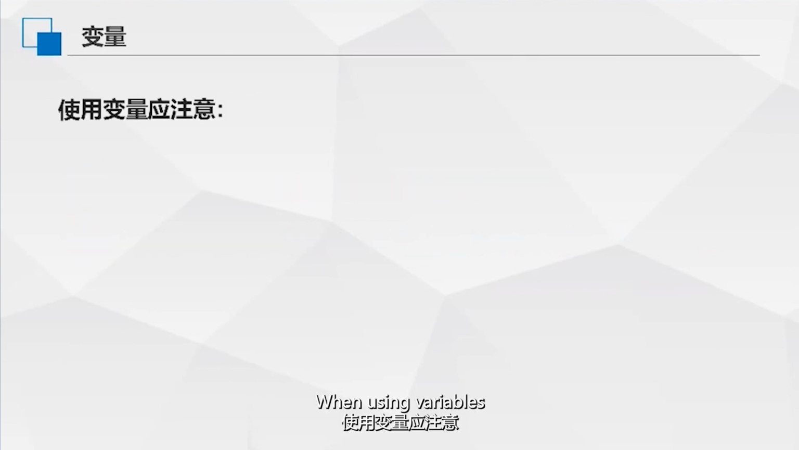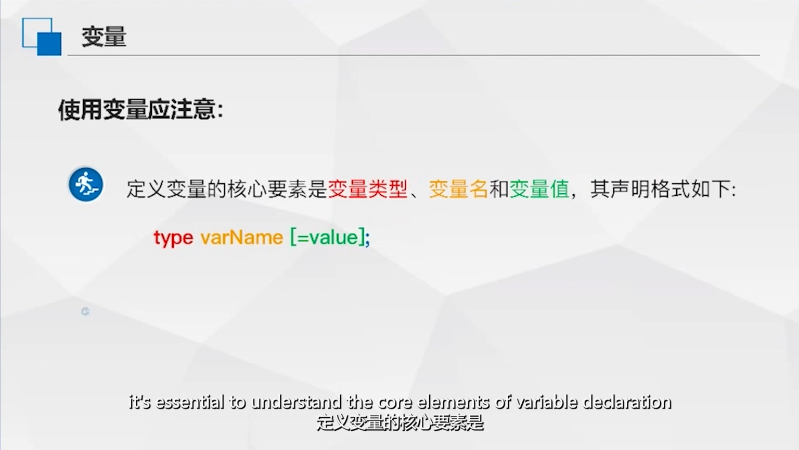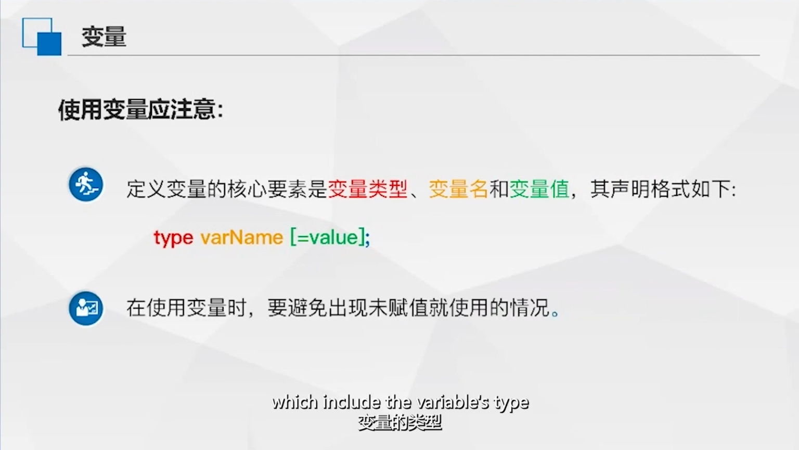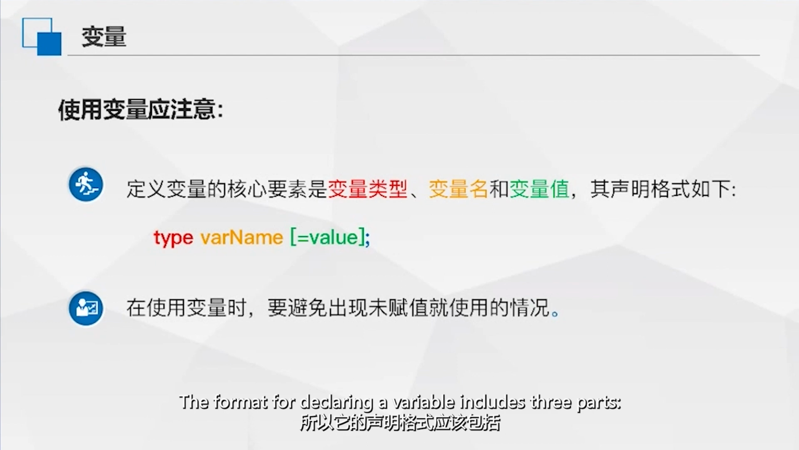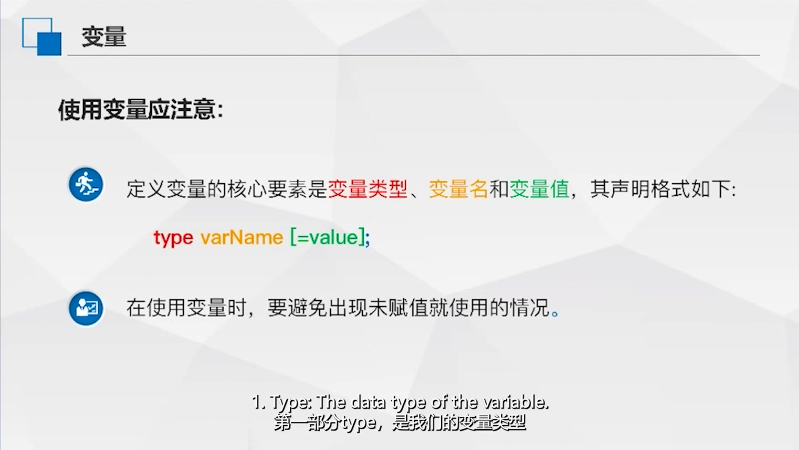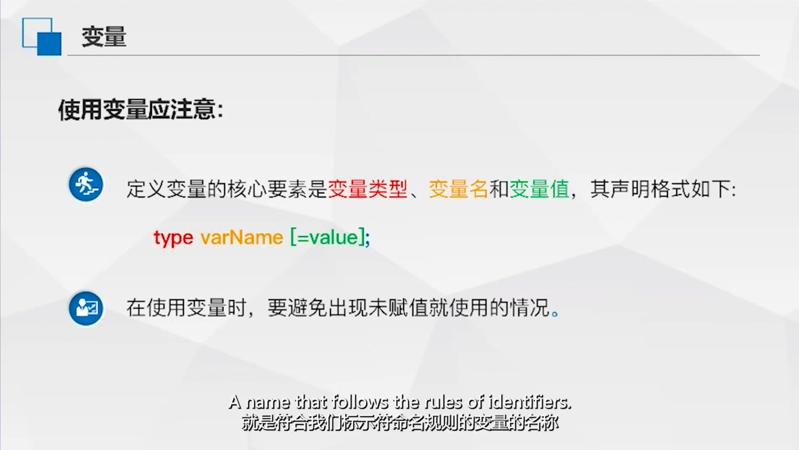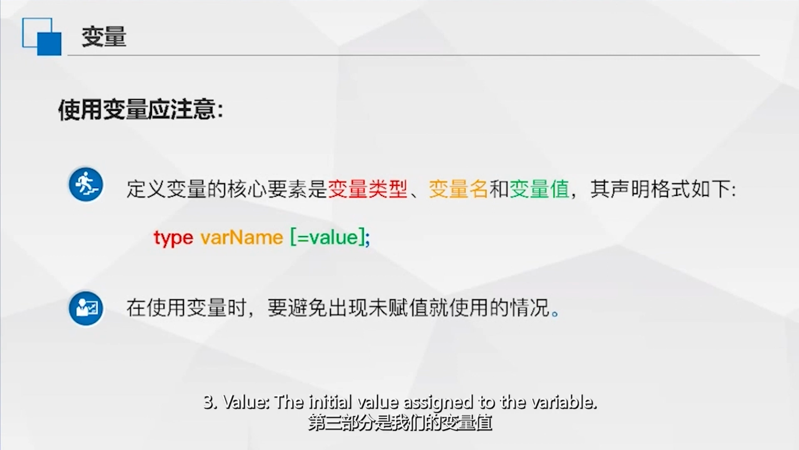When using variables, it's essential to understand the core elements of variable declaration, which include the variable's type, variable name, and variable value. The format for declaring a variable includes three parts. First, type: the data type of the variable. Second, variable name: a name that follows the rules of identifiers. Third, value: the initial value assigned to the variable.